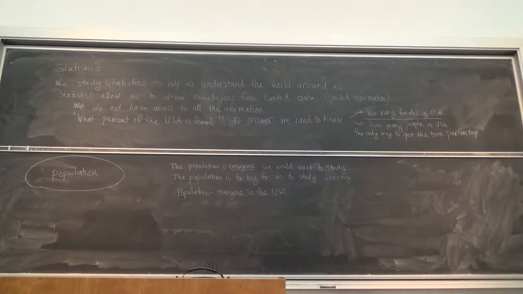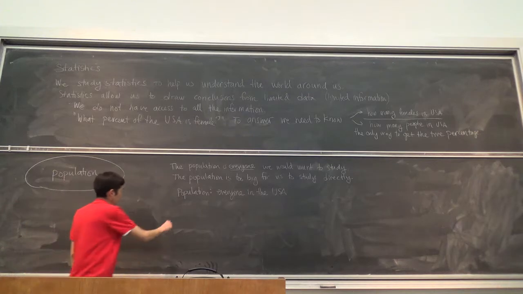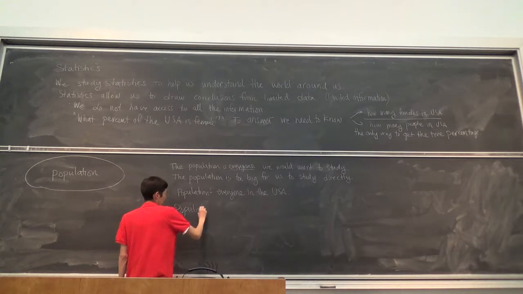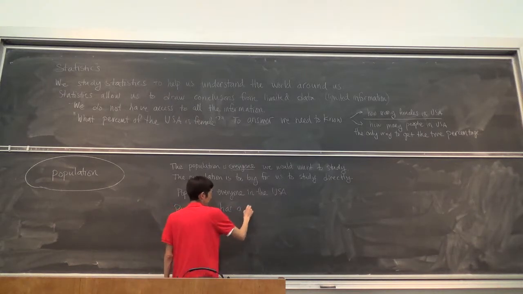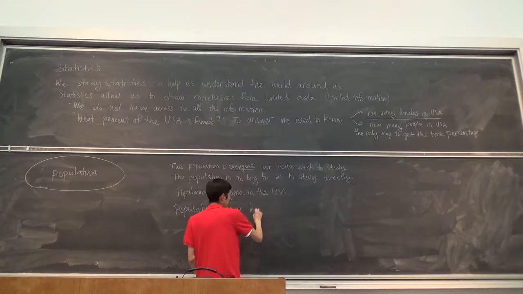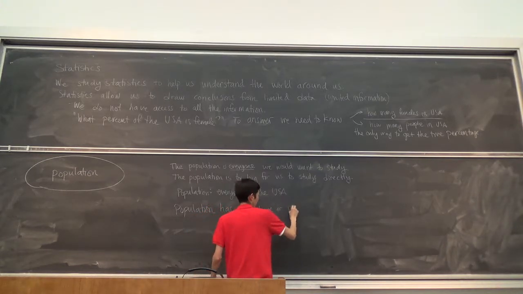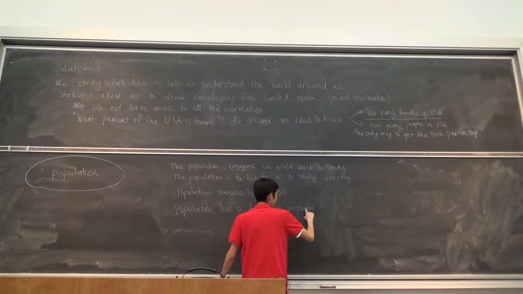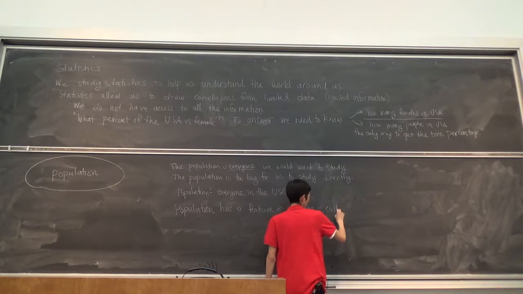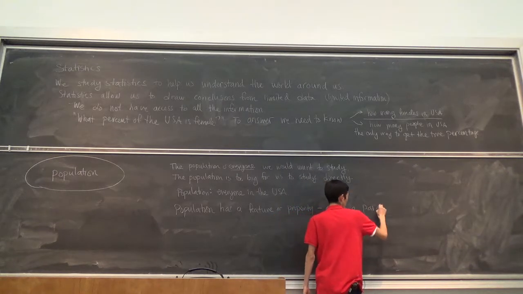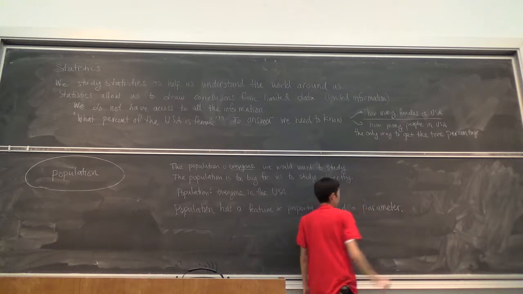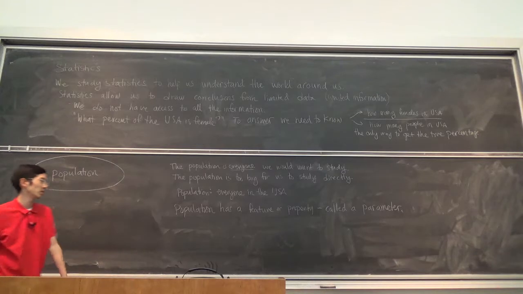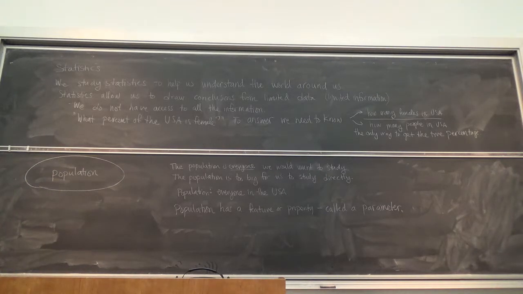And the population has some kind of feature, a feature or a property, which we call a parameter. The parameter in our example that we wish to know is the percentage that is female.